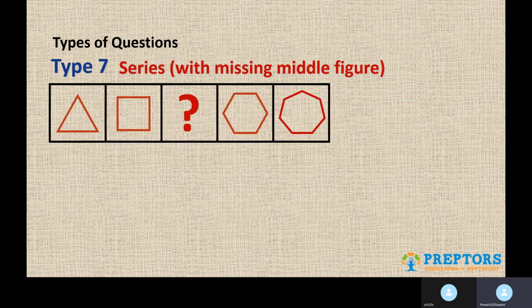Let's move to the next type, that is series with missing middle figure. Now, this is a 3-sided, 4-sided, the other two are 6-sided, 7-sided. It's pretty obvious that a 5-sided figure is missing, hence a 5-sided figure must come over here, so pentagon will be the answer.